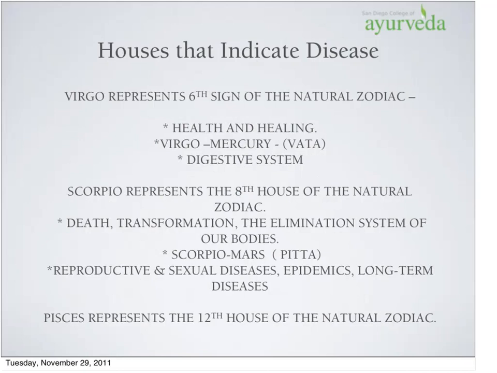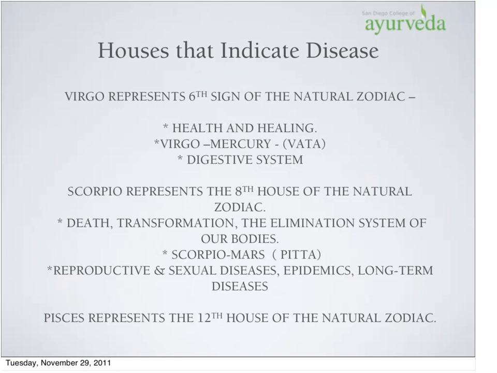Okay, we talked about the houses. We talked about Virgo and how important it is, that where Virgo is in the chart of the person will give more information about their health. So Virgo represents the sixth sign of the natural zodiac. We know that. And more than any other sign of the zodiac, it deals with health and healing. It deals specifically with the digestive system.